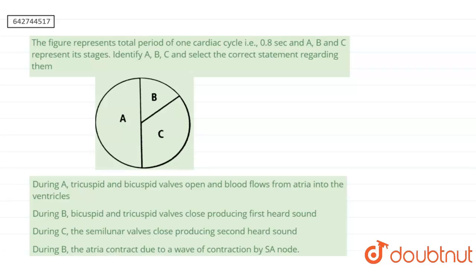Hello everyone, let's start the question. Our question says that the figure represents the total period of one cardiac cycle, that is 0.8 second, and ABC represent its stages. Identify ABC and select the correct statement regarding them.